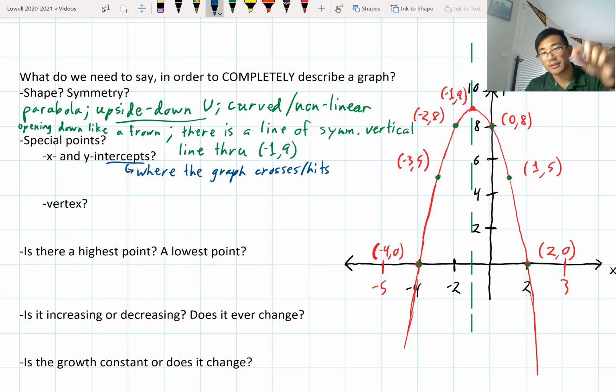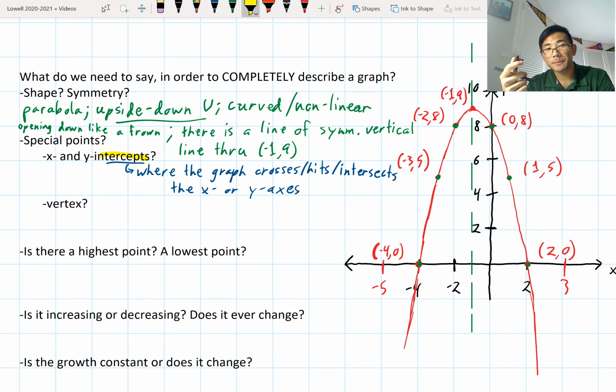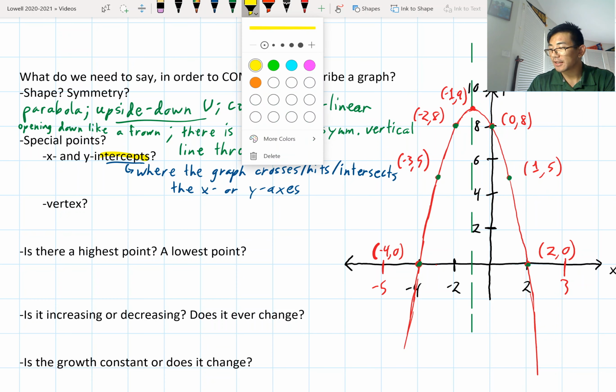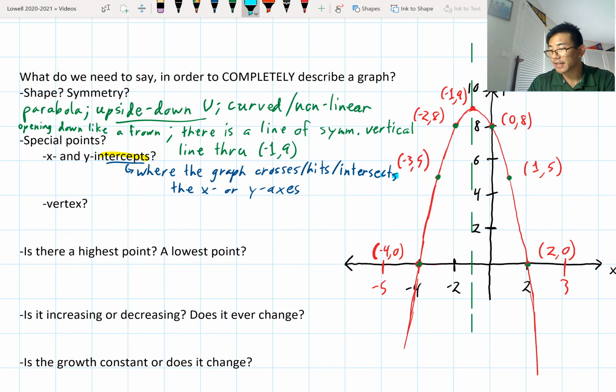Even just touching it barely would still count. Or if you want to be really mathy, intersect, I-N-T-E-R-S-E-C-T, the x or y axis. Axes is plural. And so this is where some people get confused. Intercept, highlighted here in yellow, that's a noun. It's an object. And then this thing highlighted in light blue here, intersect, that is a verb.